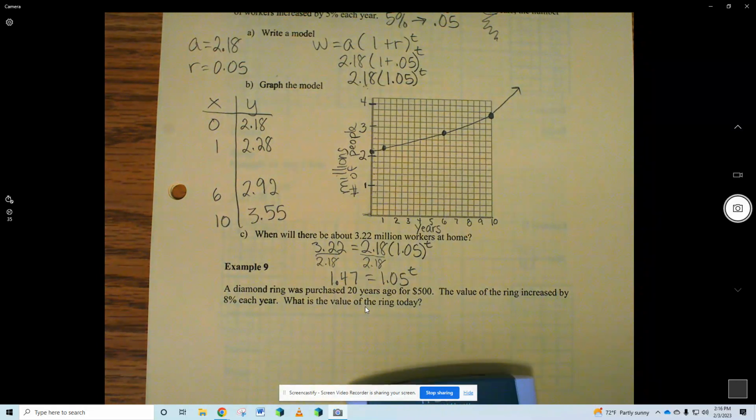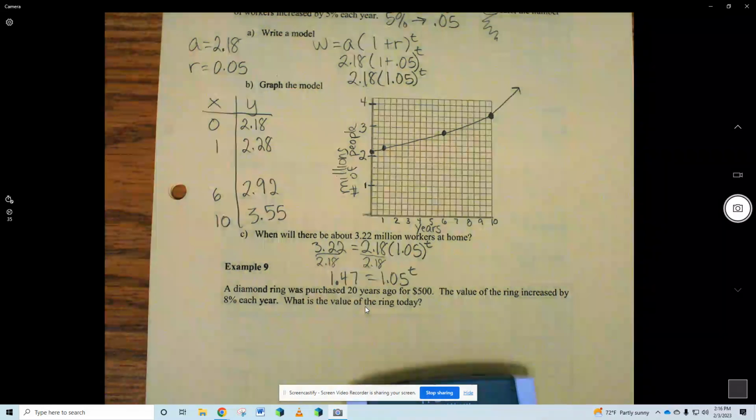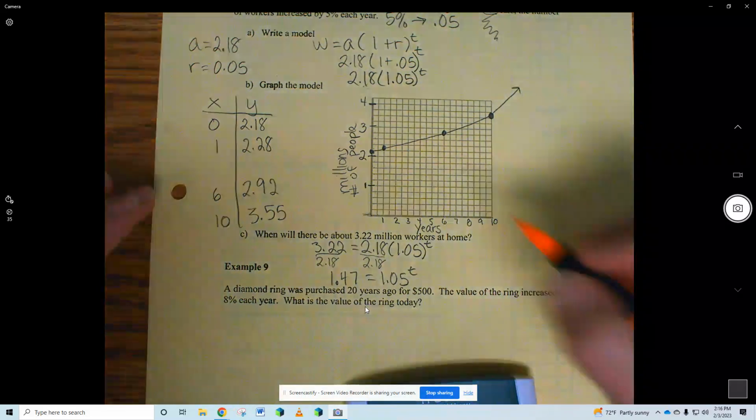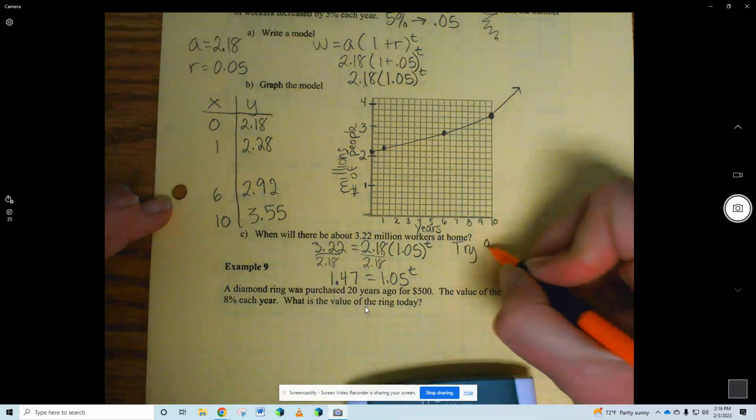Now, 3.22 million people is approximately, because look at 10 years. 10 years was 3.5. So this is going to be really close to like 9 or 8 years, something like that. So I'm going to play around and see. Let's start low. Let's try 8 years.